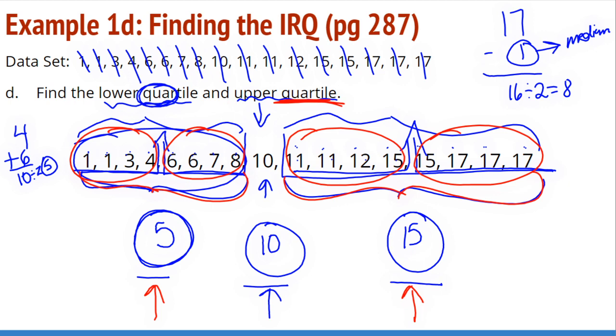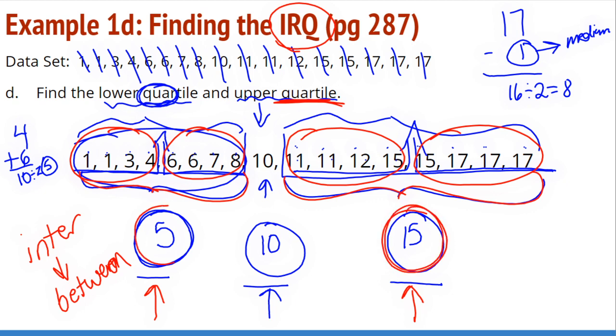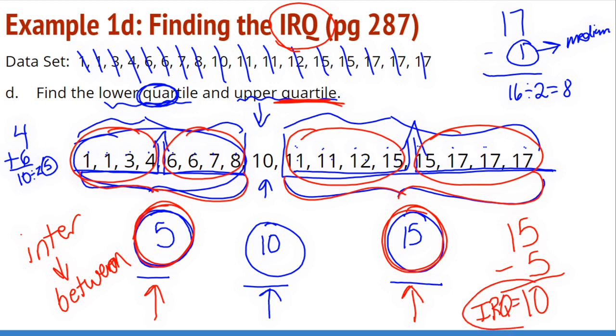Now to find the interquartile range, once I have found the lower quartile and found the upper quartile: inter, I-N-T-E-R, means between. So we are looking at the range between the quartiles, and that's this quartile and this quartile. What is the range between these quartiles? So we'll take 15 and we'll subtract 5, and we'll find that the IQR is equal to 10. So we're asking how far is it from the first quartile, the lower quartile, to the upper quartile.